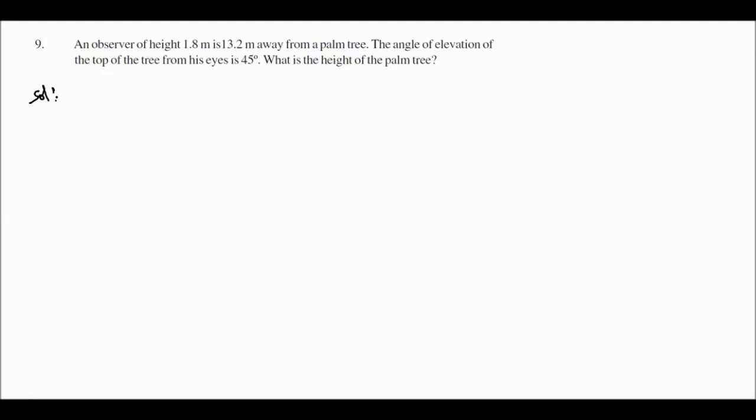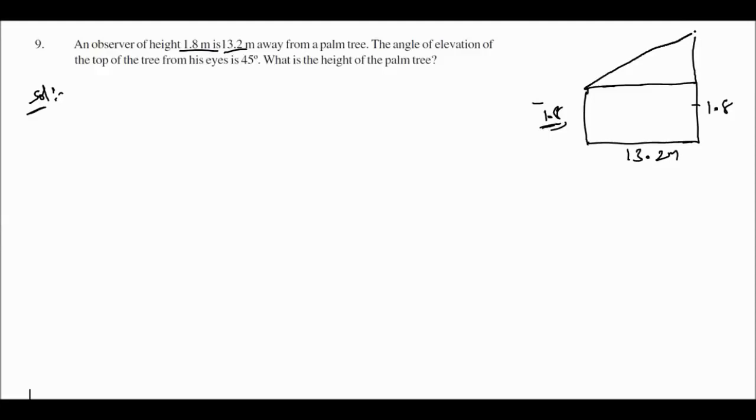So here, solution, ninth one. What he is saying is, an observer of a height of 1.8 meters is 13.2 meters away from the palm tree. The palm tree height we don't know. So the palm tree is like this, and the height of the man is here 1.8 meters. The palm tree is this much height.